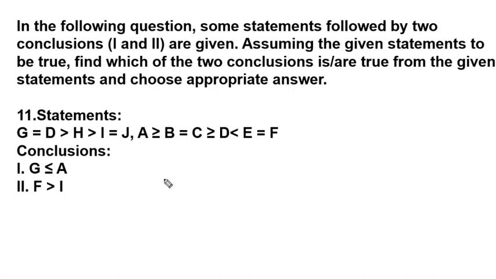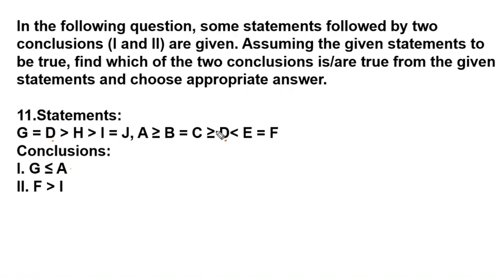Here the options will be only 1, only 2, either or, neither nor, both one and two. First conclusion is asking between G and A. G, A, G, D, H, I, J, A, B, C, D, E, F. So check for the connecting point. Do we have any connecting point between G and A? Here I have got D as the connecting point between these two.